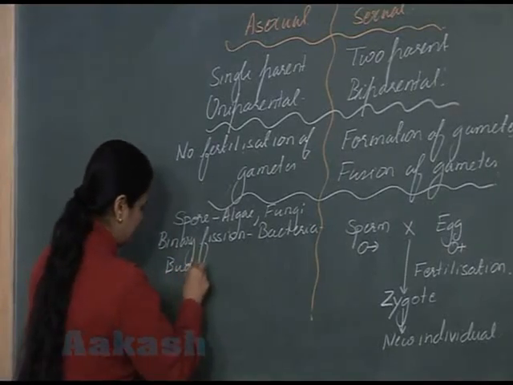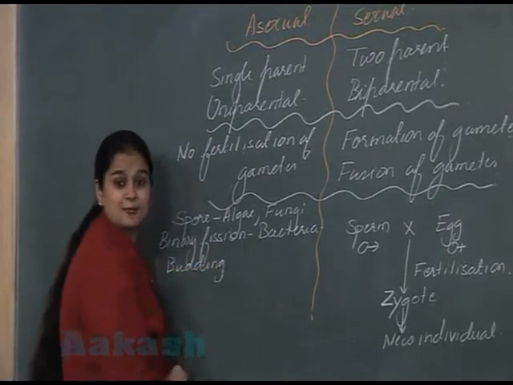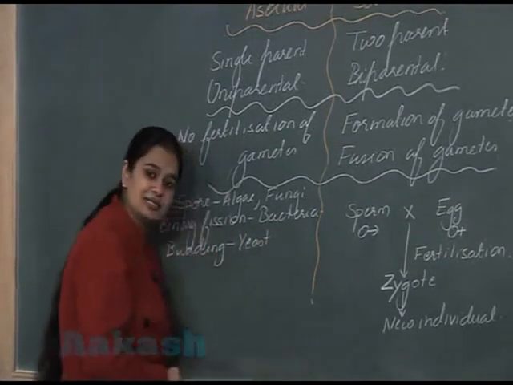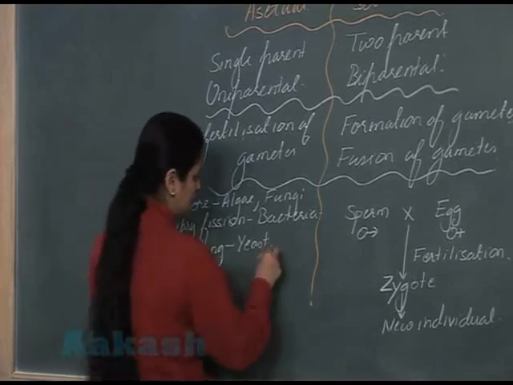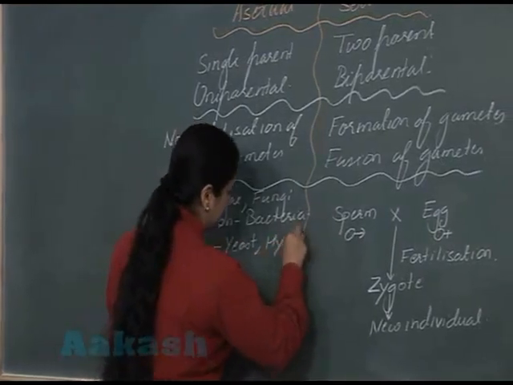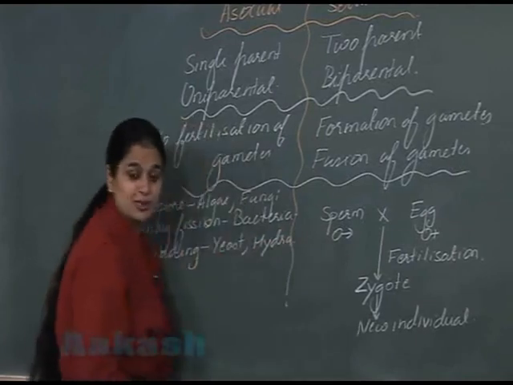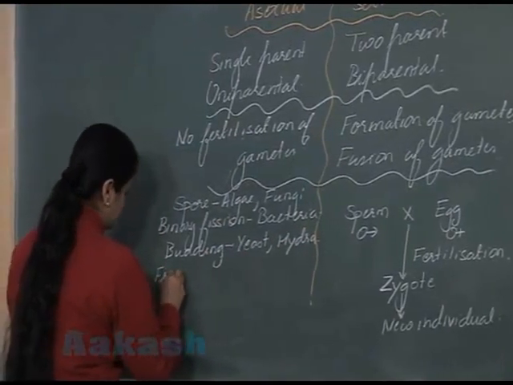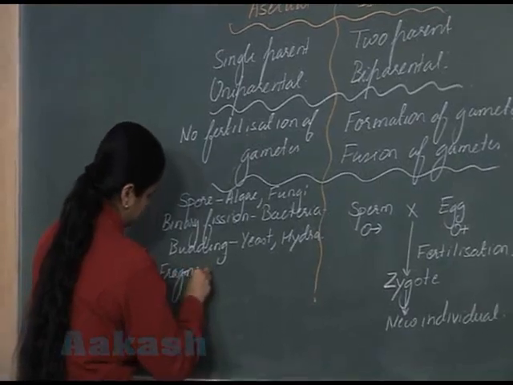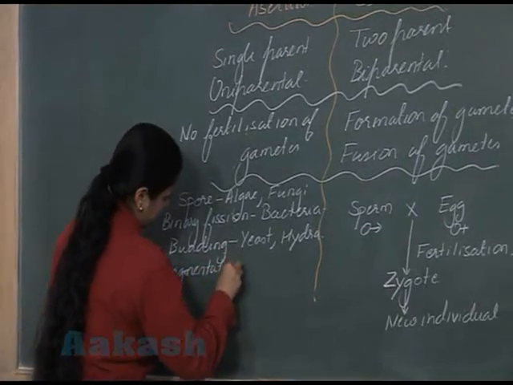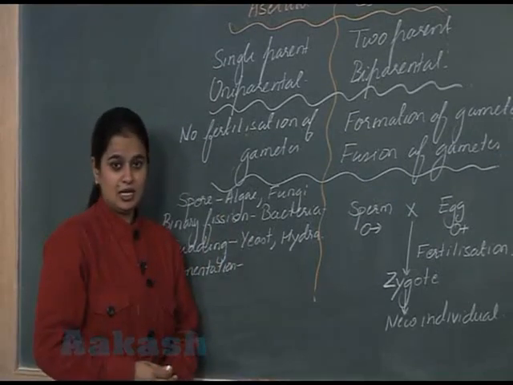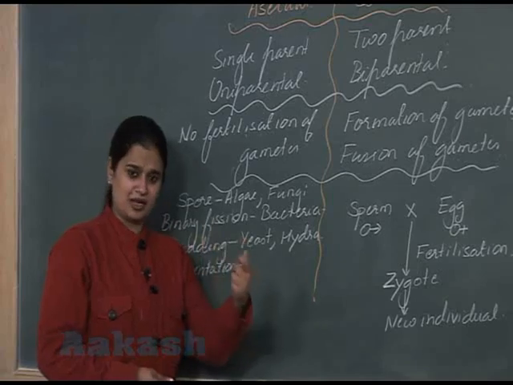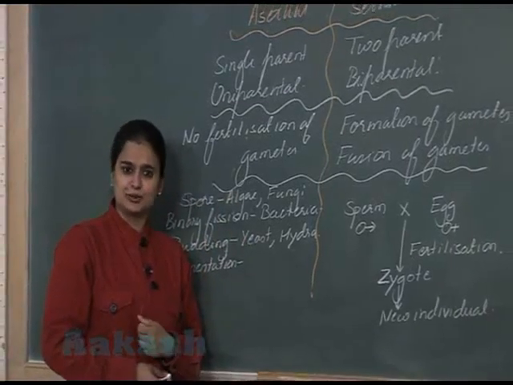Next one is budding. Budding is present in yeast. Yeast is a unicellular fungus. Along with that, it is seen in Hydra. You've studied it in Hydra. Then fragmentation. Fragmentation is seen in filamentous algae, fungi as well as other groups.